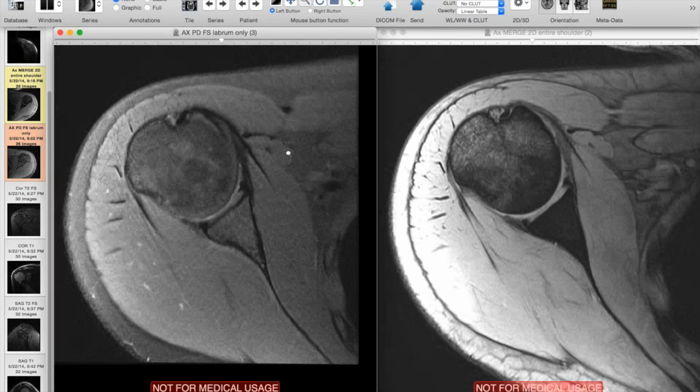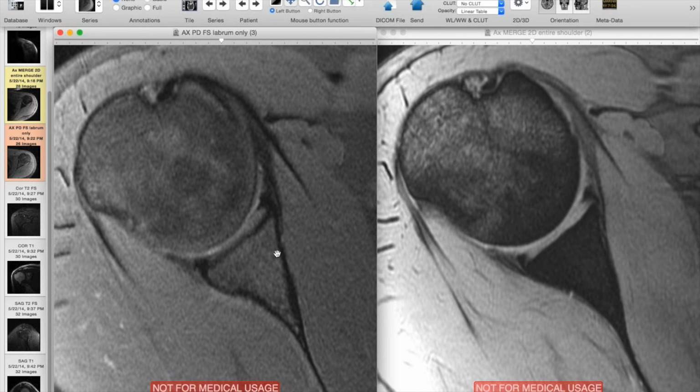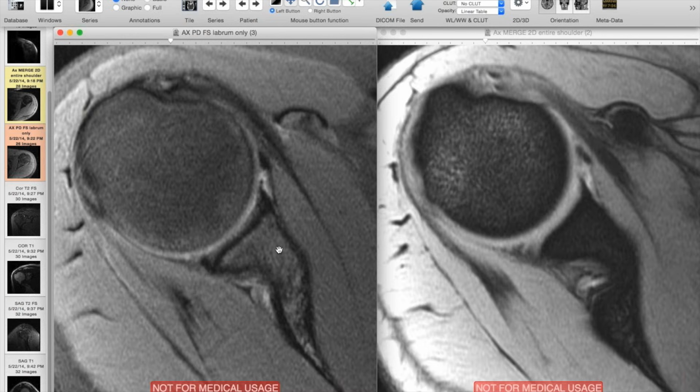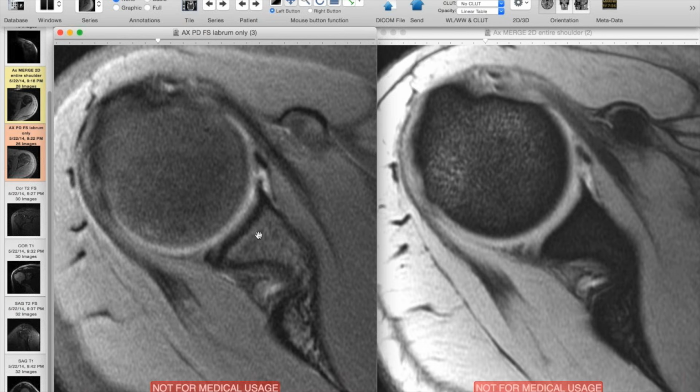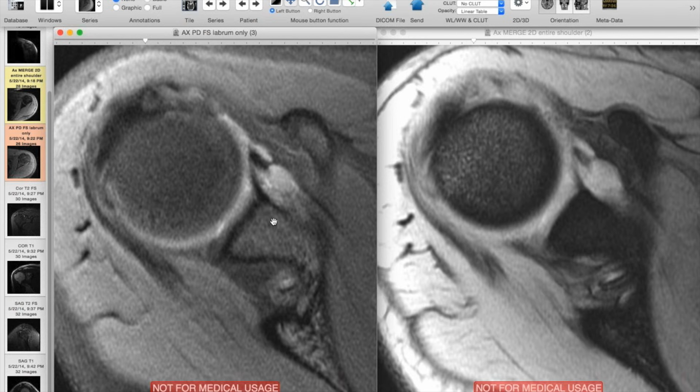I'm going to zoom in just a little bit here on the labrum and try to focus on that. This one is a nice normal labrum. The labrum's a difficult subject in MR imaging. But what I do is you want to look at the anterior labrum, and so here we're anterior superior.